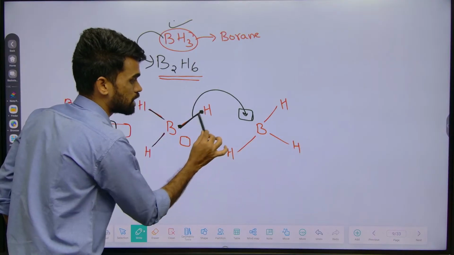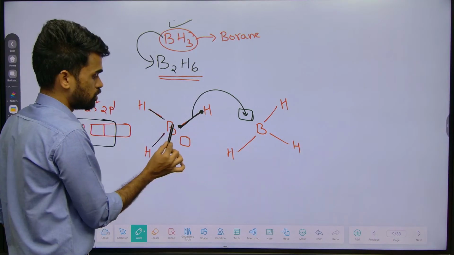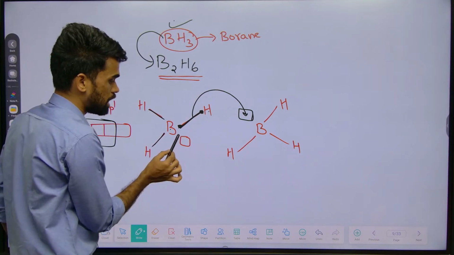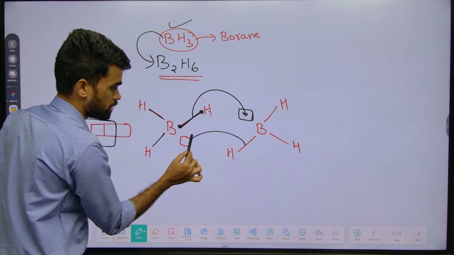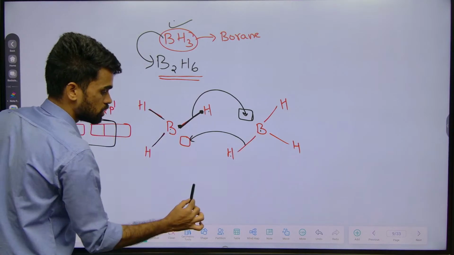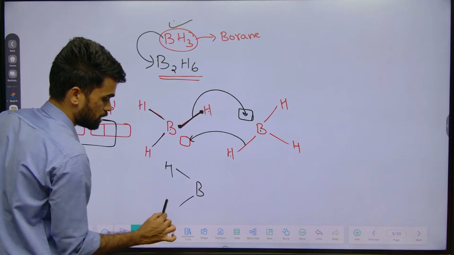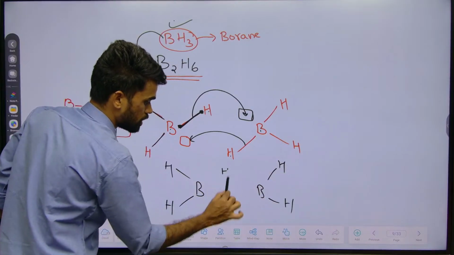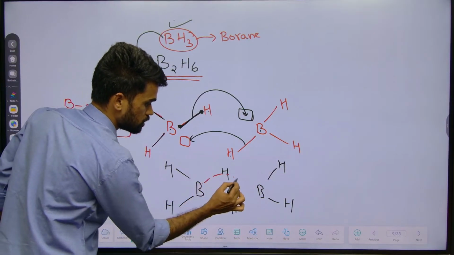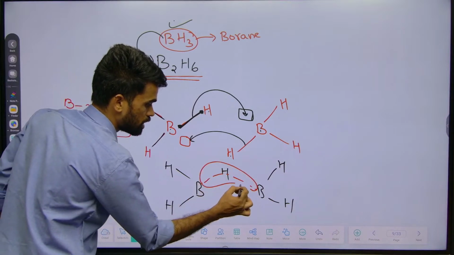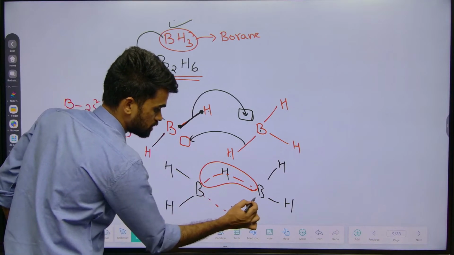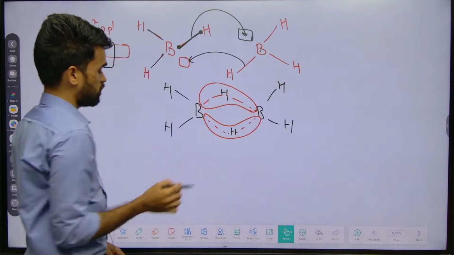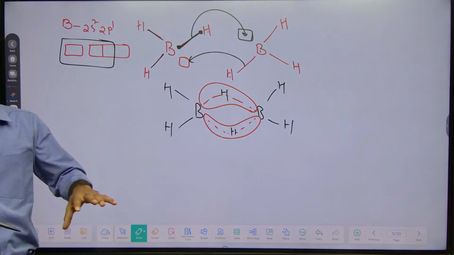It means these 2 electrons are shared between how many atoms now? 1, 2, 3. 3 atoms. Here also, this is donated here. So 1, 2, 3: boron, H and H. Boron, H and H, in between one hydrogen like this. So you will get a banana bond here like this.